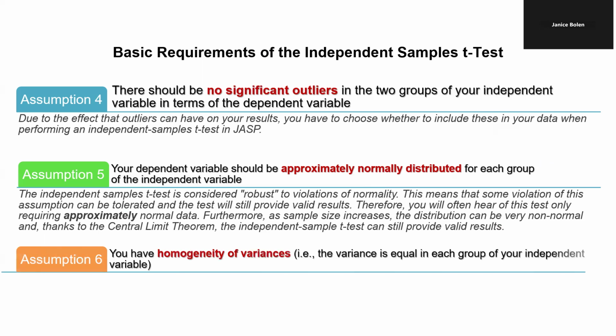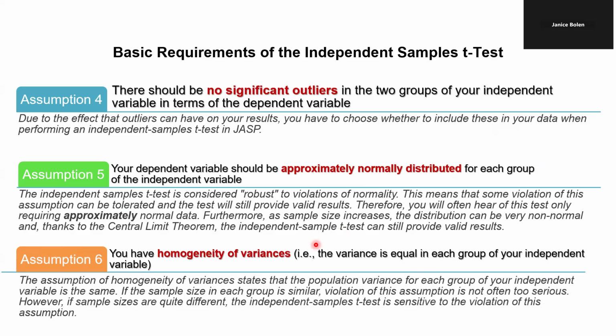Now, the last assumption is homogeneity of variances. That means the variance is equal in each group of your independent variable. The assumption for homogeneity of variances states that the population variance for each group of your independent variable is the same. If the sample size in each group is similar, violation of this assumption is not often too serious. However, problems may arise when the sample sizes in the two groups of your independent variable are quite different. The independent samples t-test is sensitive to the violation of this assumption.